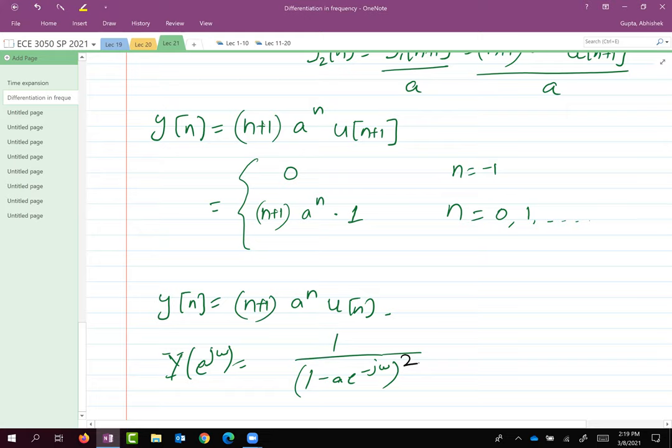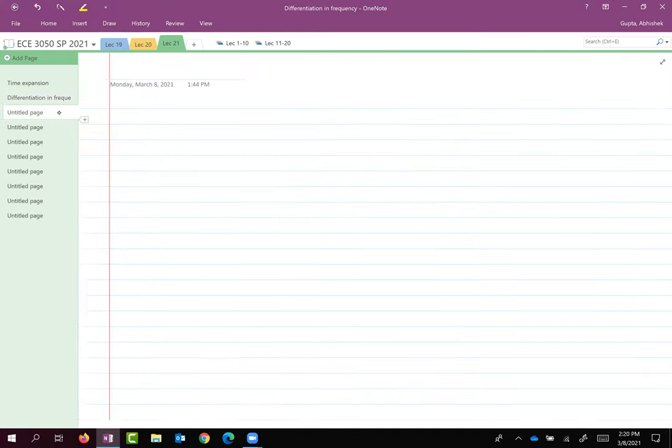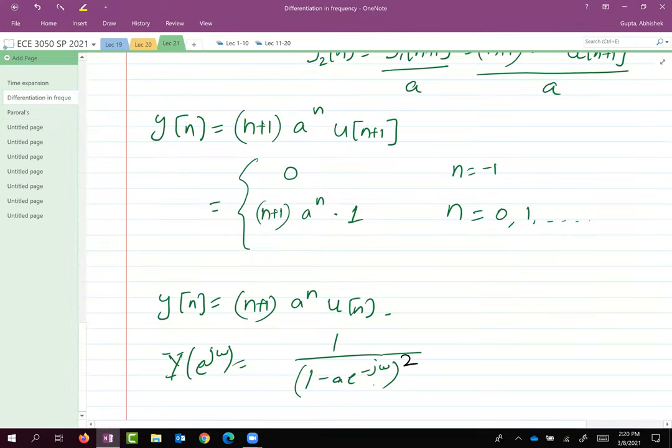Okay. Our next topic is Parseval's identity. I'm sorry, could you go back? What needs to be squared on the bottom? This, the Y of e raised to j omega is 1 over (1 minus a e raised to minus j omega) squared. So this is the square term that was missing. So I added it.